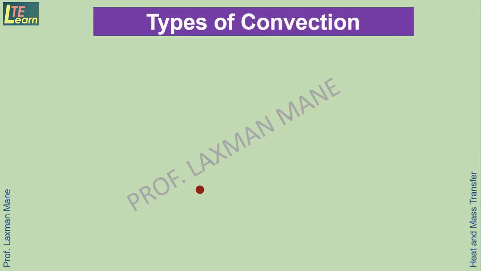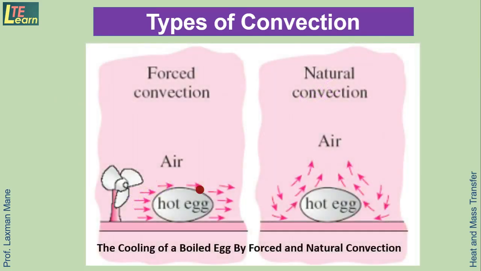Let us see types of convection. Basically, there are two types: forced convection and natural convection. For the understanding, here the image is shown of the cooling of a boiled egg by forced and natural convection.